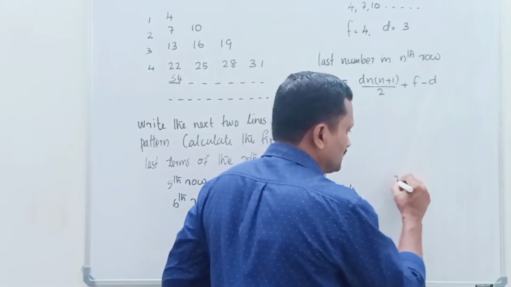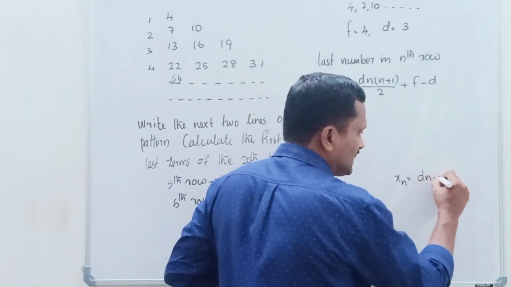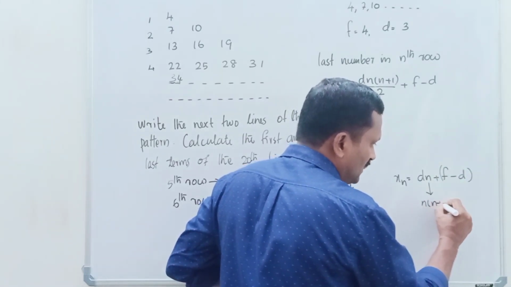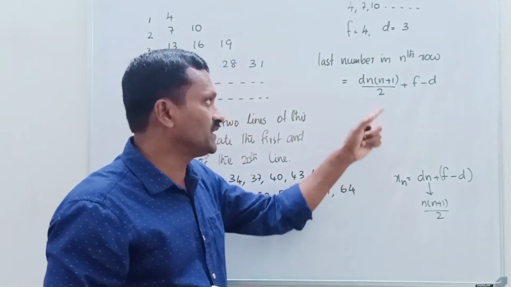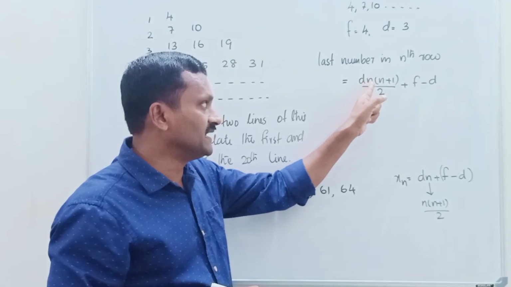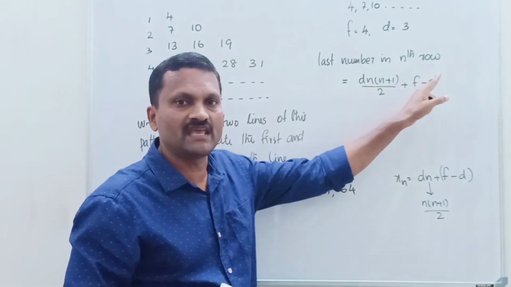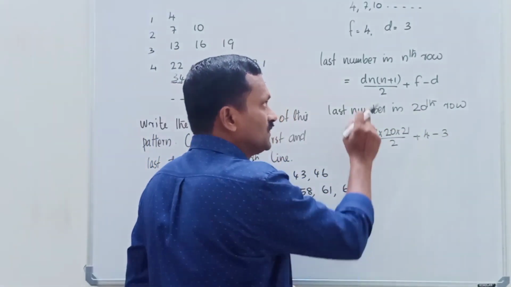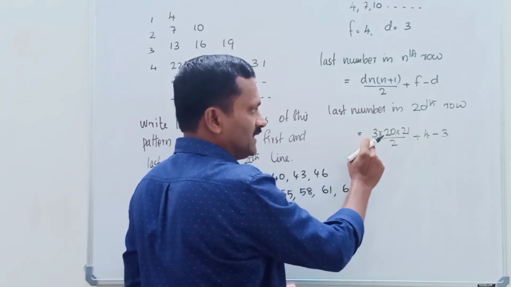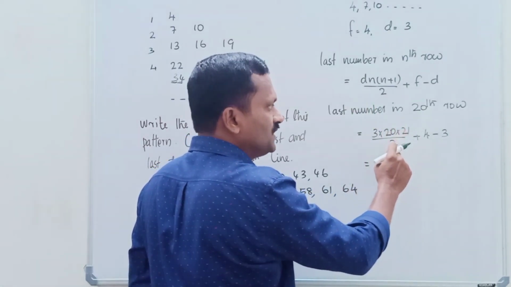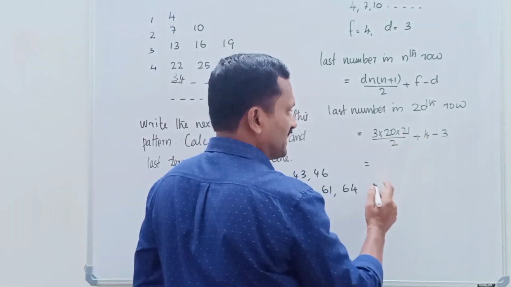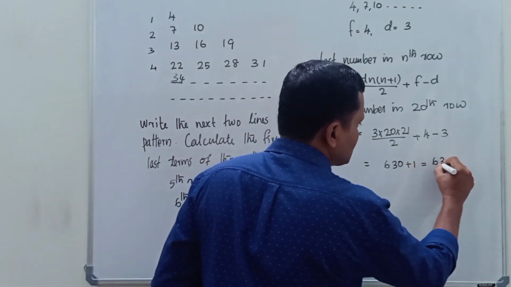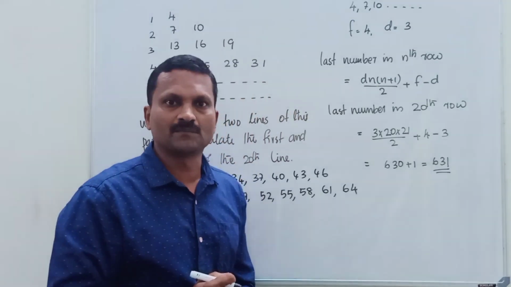It is compared to the general term of an arithmetic sequence, dn plus f minus d. We replace n by n into n plus 1 by 2. Then we got the formula thus: d into n into n plus 1 by 2 plus f minus d. Therefore, the last number in the 20th row: n changes to 20, then the formula becomes 3 into 20 into 21 by 2 plus 4 minus 3, that is 630 plus 1 equal to 631. That is the last number in the 20th row.